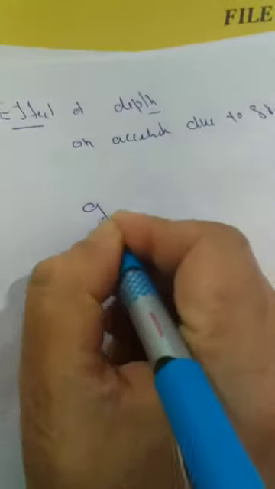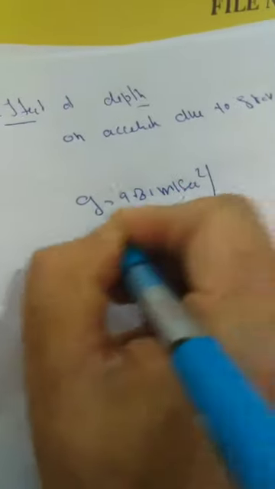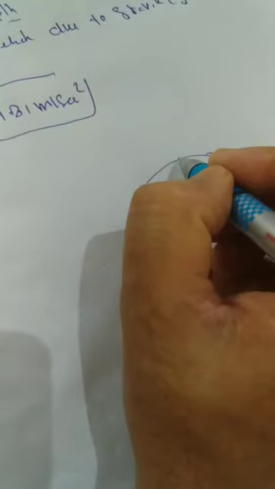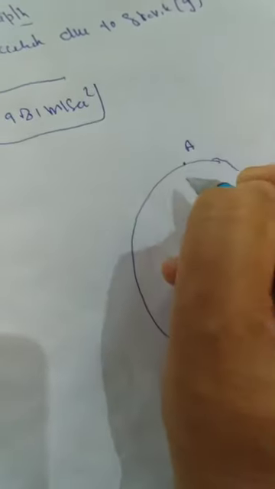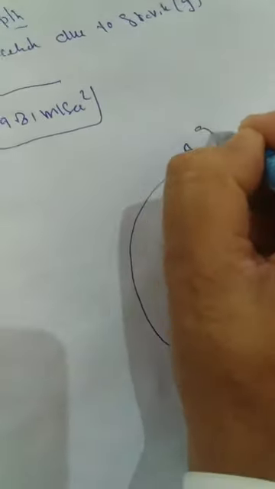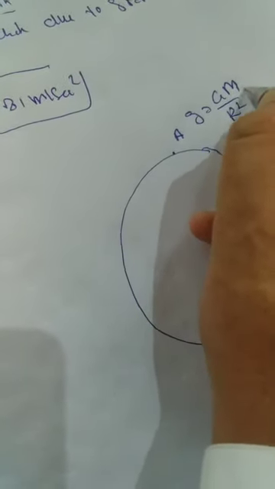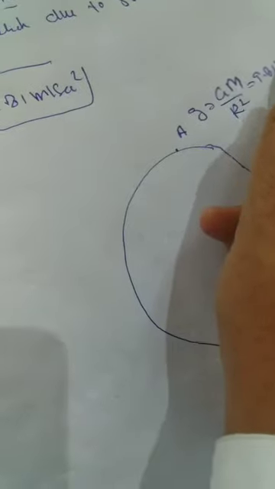We know that the value of g is 9.81 meter per second square at the surface of earth. Please remember, it is at the surface of the earth. If we take an earth with mass m and radius r, then the value of g at the surface of earth is equal to GM divided by r square. You remember this, GM divided by r square, which is equal to 9.81 meter per second square.